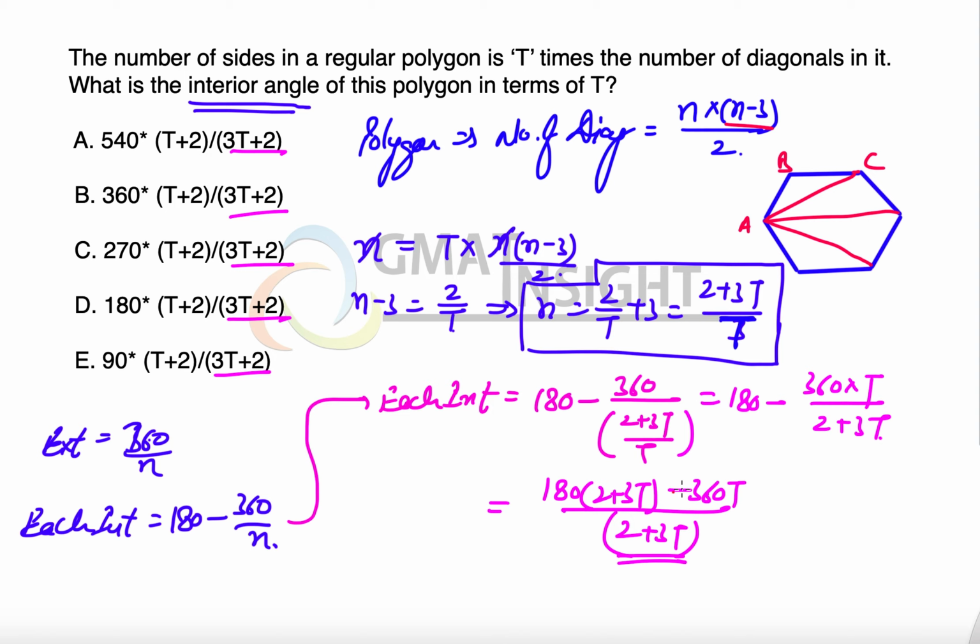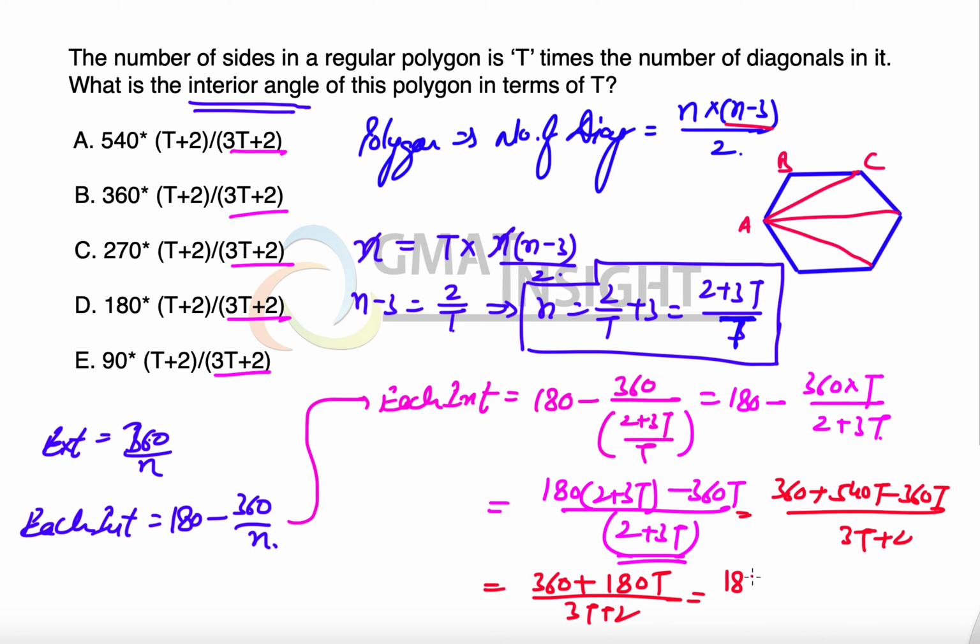Let's simplify this further. So it becomes 180 into 2, 360 plus 540t minus 360t divided by 3t plus 2, and that finally becomes 360 plus 540 minus 360 is 180t divided by 3t plus 2. 180 can be taken as common. Now we have t plus 2 divided by 3t plus 2.